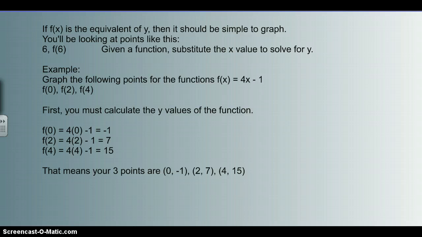So f of 0 equals 4 times 0 minus 1 equals negative 1. F of 2 equals 4 times 2 minus 1, that's 7. F of 4 equals 4 times 4 minus 1, that's 15. That means your 3 points are (0, negative 1), (2, 7), and (4, 15). I've taken the f of values and substituted them for y in order to plot the points. You'll see that on the next page.